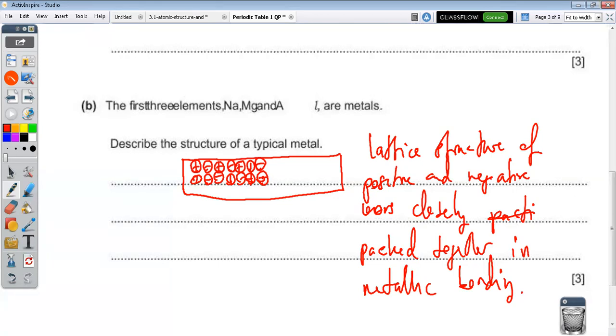So that's why a metal has got a very high boiling point, because there are very strong forces of attraction between the negative and those positive ions. Clear? So you need very high energy to be able to break that. Are we together there? Metallic lattice structure of positive and negative ions closely packed together in metallic bonding. Making sense? Hope you are writing that down. Next time you know that.